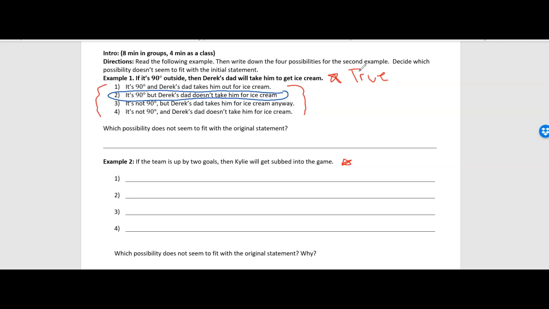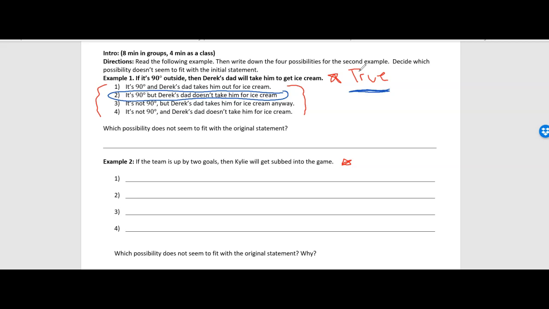Does this make sense with the bold statement? So all the bold statement says is that if it's 90, then he's going to get ice cream. It doesn't say anything about what happens if it's not 90, right? Derek's dad could be nice and go get him ice cream anyway. And that doesn't mess with the truth value of the bold statement. It doesn't go against what the bold statement says. So number 3 is okay.